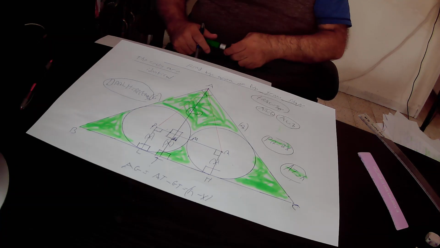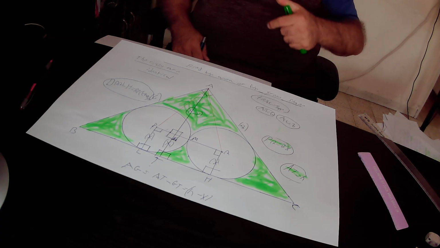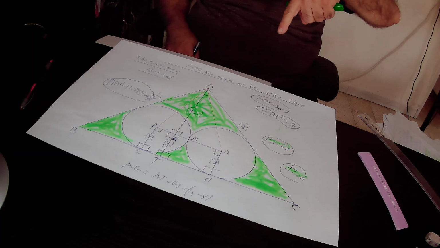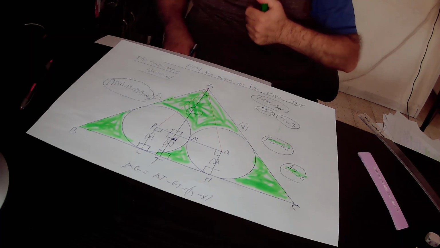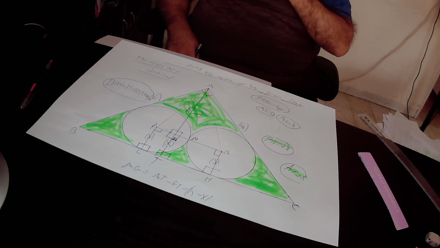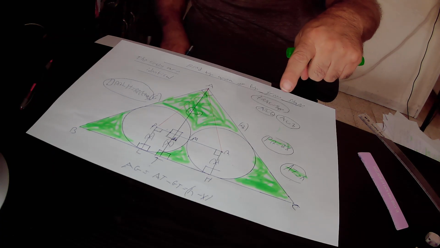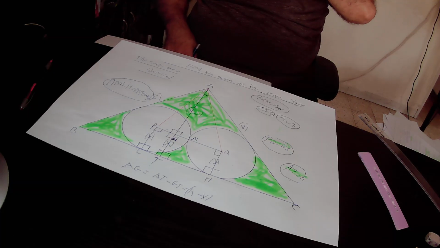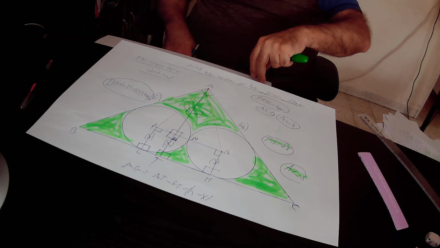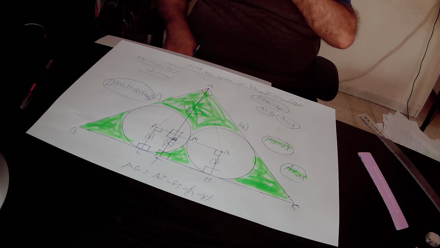What is the value of H? In order to find the value of H, that is the height of the big triangle ABC, we will use the formula that says the area of a triangle equals the base times the height over 2. The area of the big triangle ABC equals 24 square units in size.